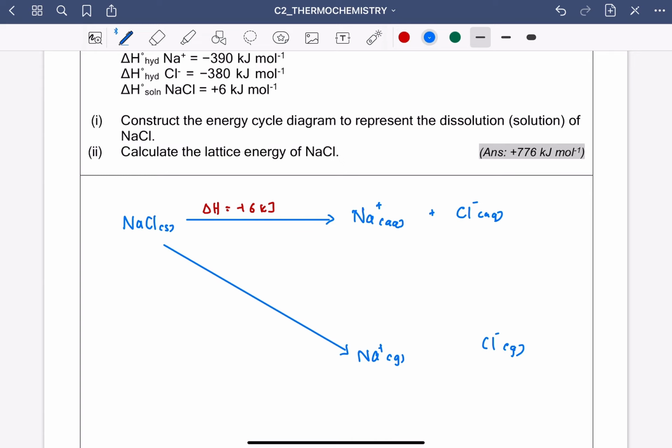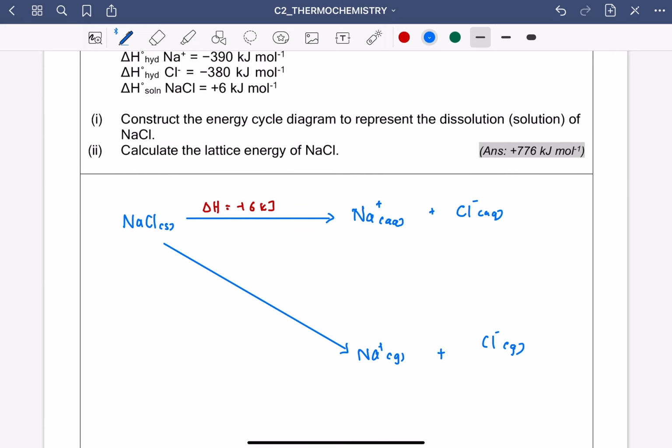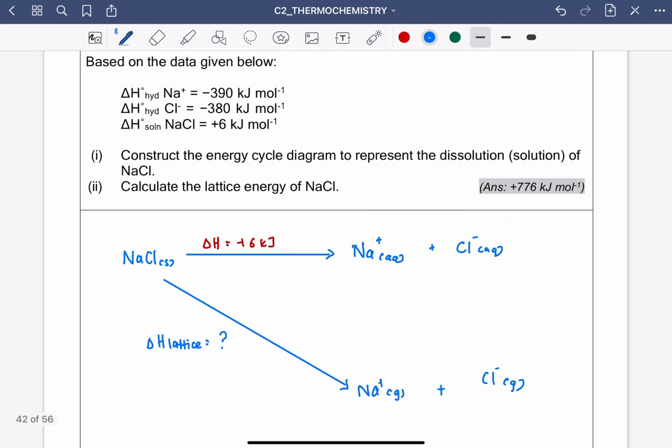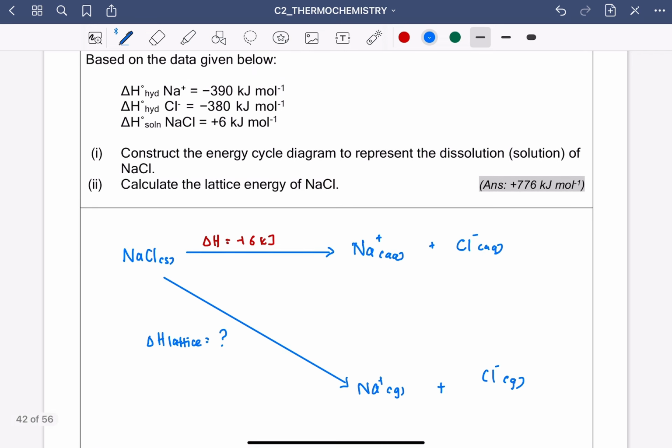So yeah, there you go. Pop like this. Okay, and this. Okay, we don't have the lattice energy for NaCl, so we just put it like this. Lattice, which is equivalent to, we don't know. Okay, and then the next one, we have the enthalpy of hydration for sodium aqueous. We go up. It must be from gaseous ion to aqueous. So the enthalpy involved is negative 390 kilojoule.